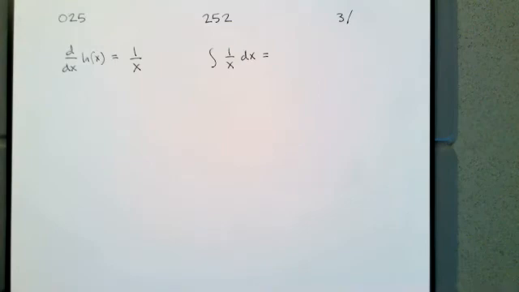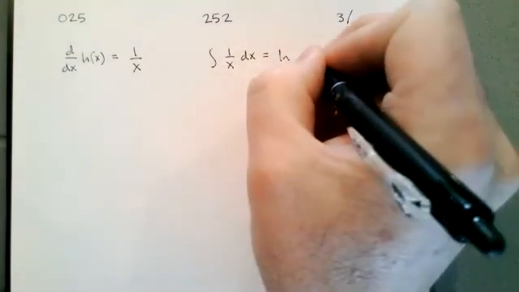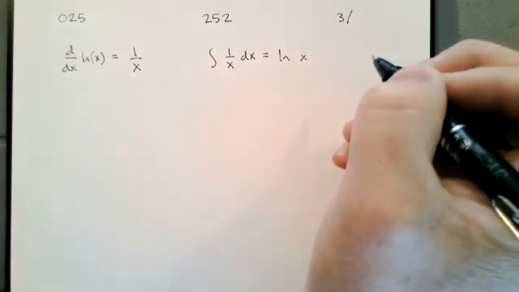So we can't use our add 1 to the exponent, divide by the new exponent when we have 1 over x, but that's okay. We have an answer for that. The integral of 1 over x is natural log of absolute value of x.